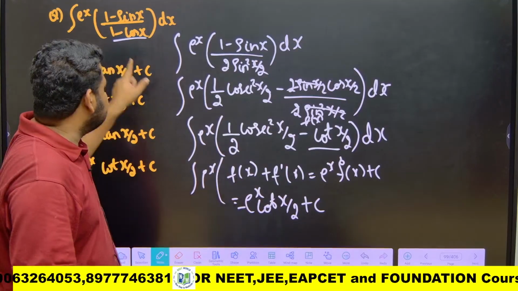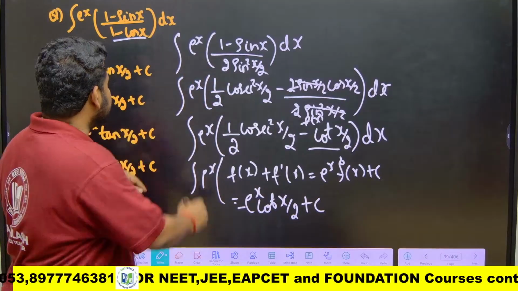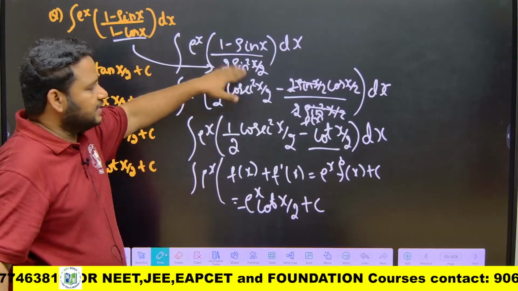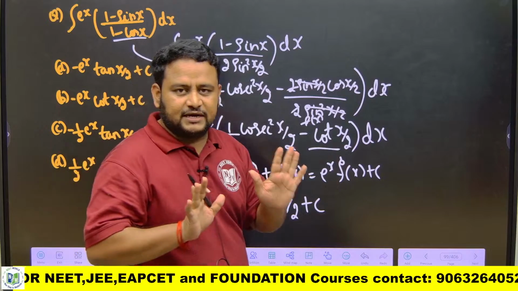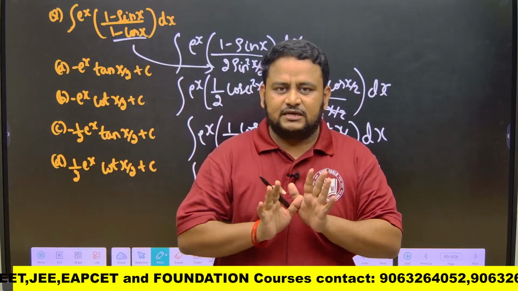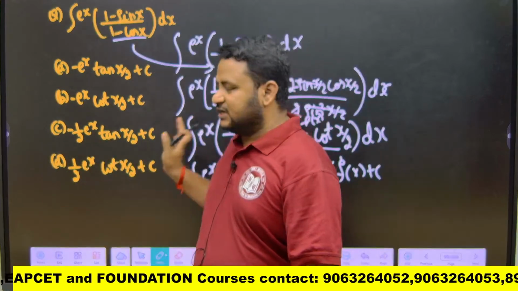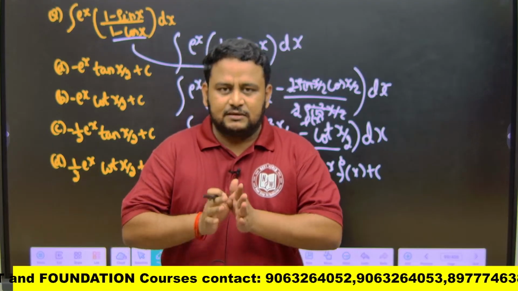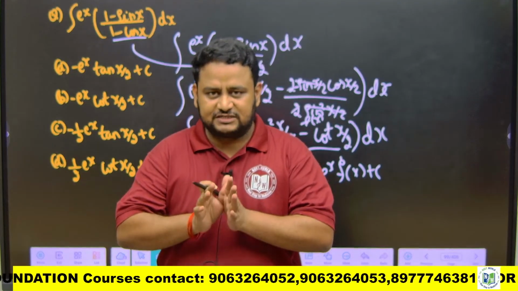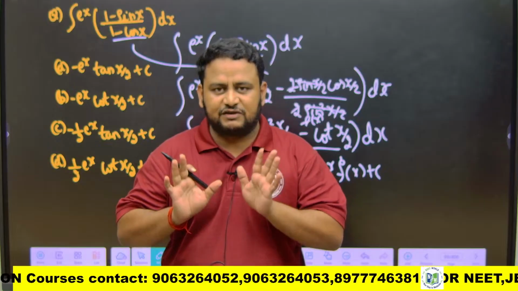I have to write it in terms of 2 sin square x by 2. This is my star step. Then you have to separate and divide numerator and denominator. Then you will get the function in the form of e power x into f of x plus f dash of x dx. So the answer will be e power x f of x plus c.